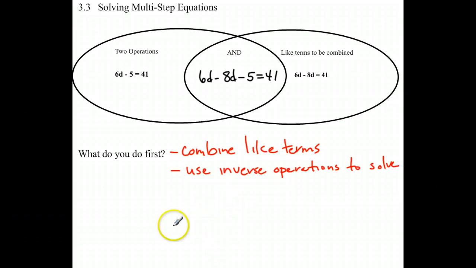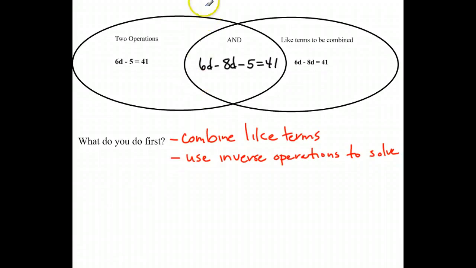You're going to need a little bit more room than I'm showing you right now at the bottom, so you probably want to write this a little bit smaller. I'm also going to add a line here because we are going to be doing our work on the left-hand side and then checking it on the right-hand side. Okay, so let's go back to our original problem. I have 6d minus 8d minus 5 equals 41.